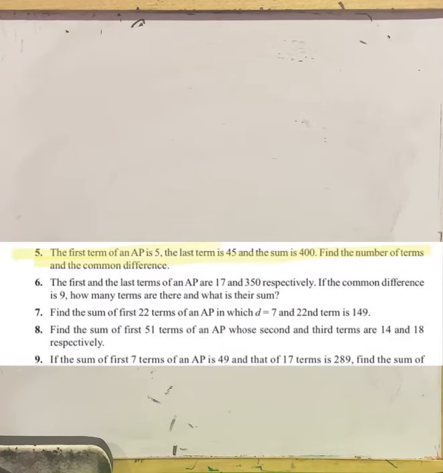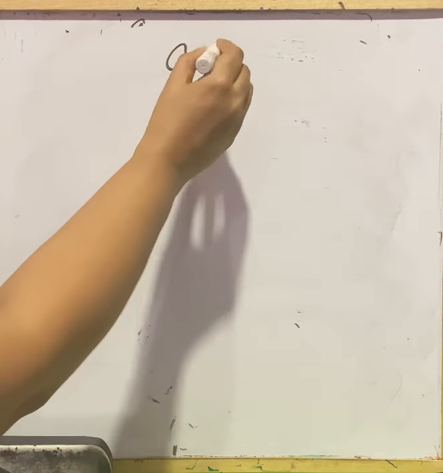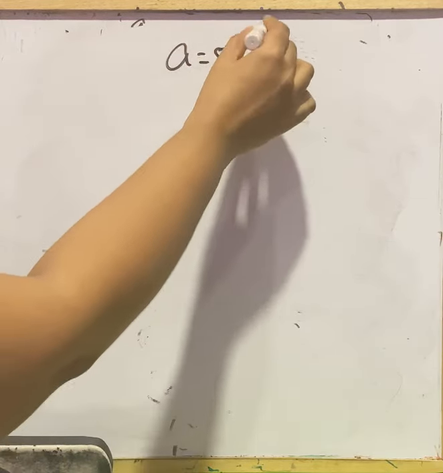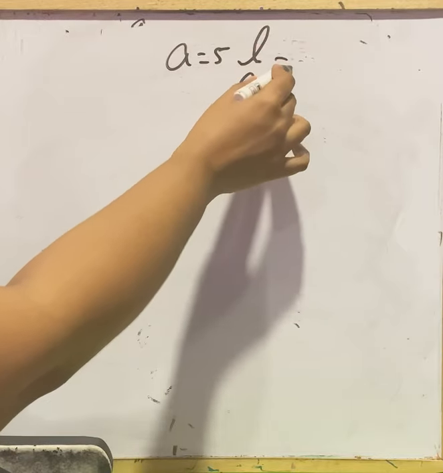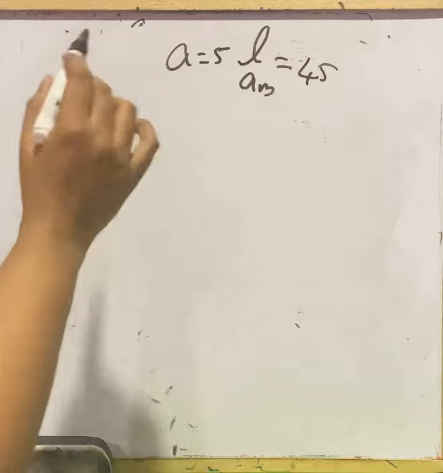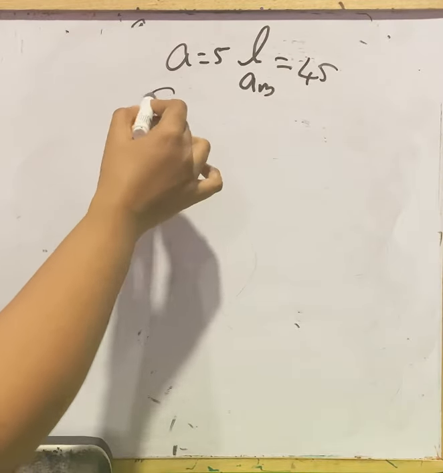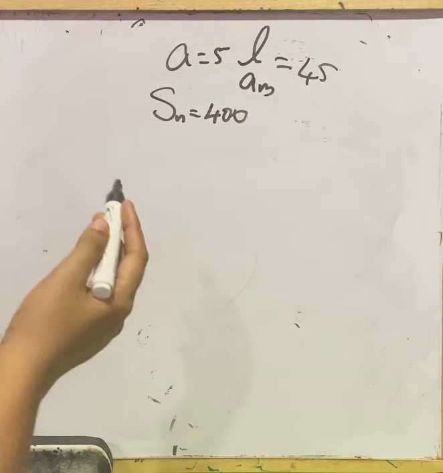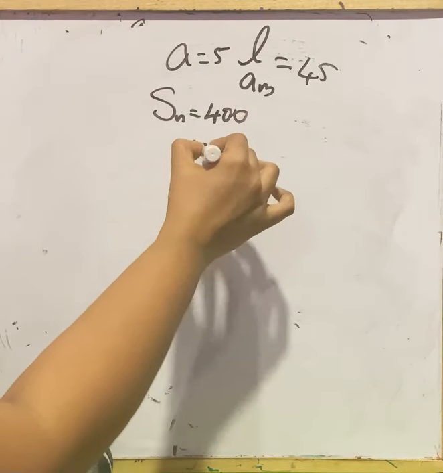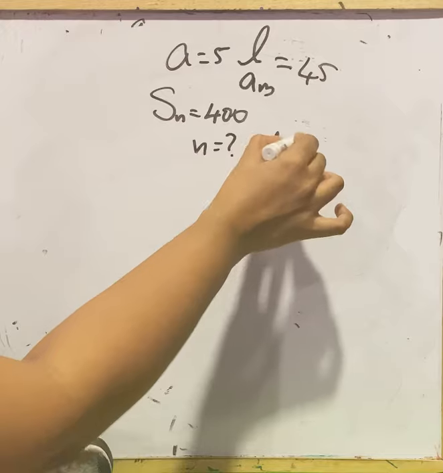Next question, the first term of an AP is 5. The last term is 45 and the sum is 400. Find the number of terms and common difference. So here first term is 5 and last term, either we will write L or an, equal to 45. Now also sum is given, Sn equal to 400. We have to find n and d. We don't know n and d.